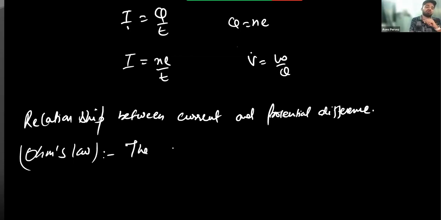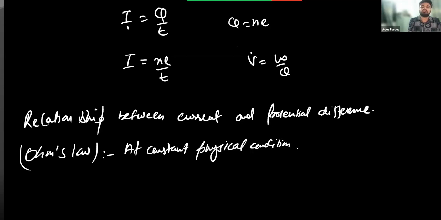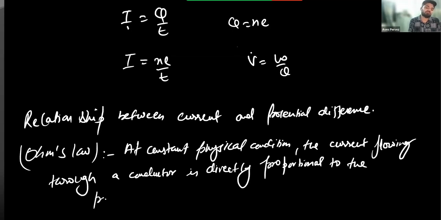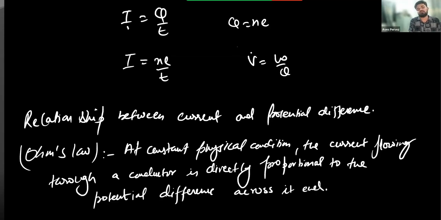It says that at constant physical conditions, the current flowing through a conductor is directly proportional to the potential difference across its ends.